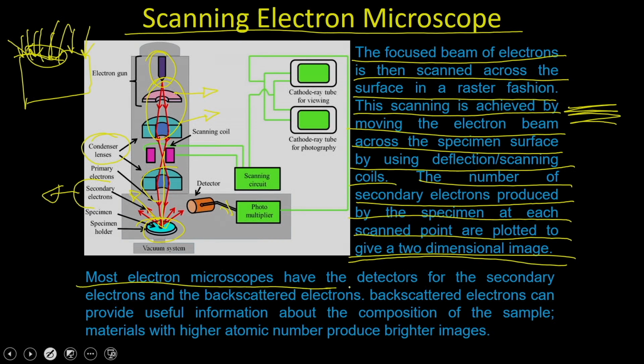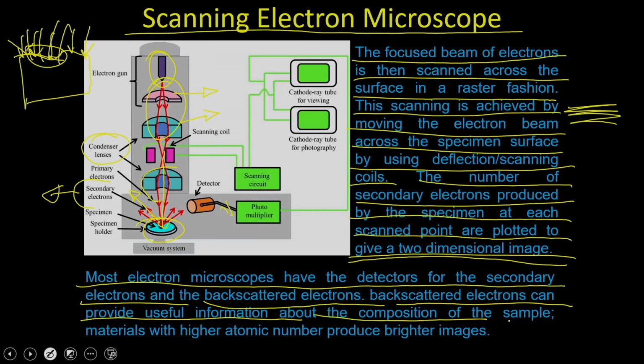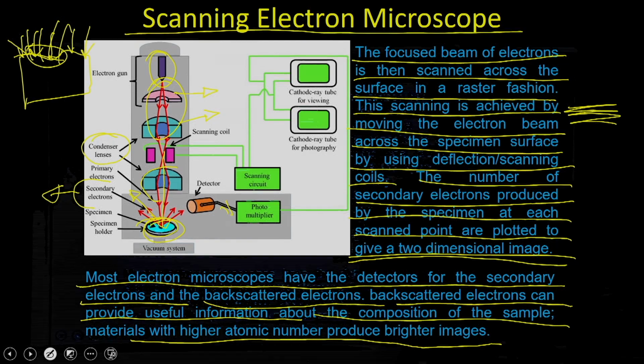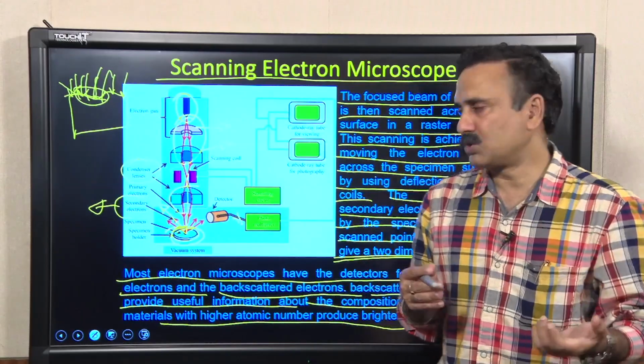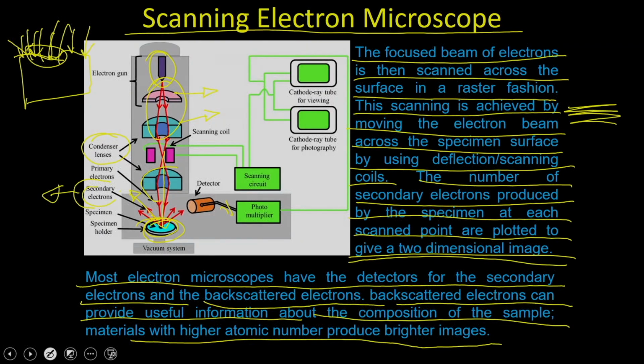Most electron microscopes have detectors for the secondary electrons and the backscattered electrons. The backscattered electrons can provide useful information about the composition of the sample. Material with a higher atomic number produces a brighter image. So, in the sample you are going to generate two different types of electrons. One is called the secondary electrons, the other one is called the backscattered electrons.